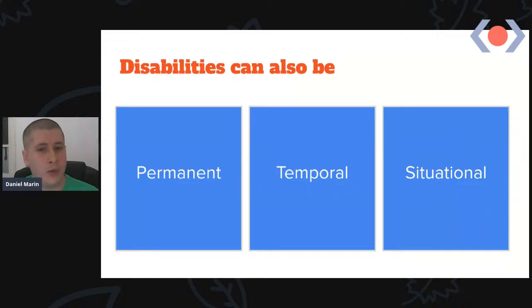And finally, situational, which are the disabilities that are basically tied to what you're doing at the specific moment. So, for example, if you're holding a baby, you're still able to use a single arm, unless you're an expert parent like Steven, who probably can still use both arms.